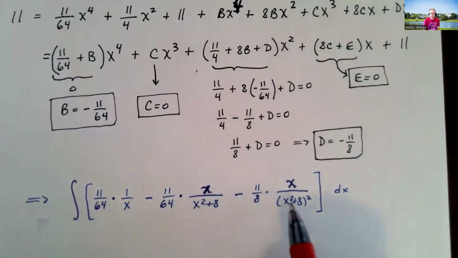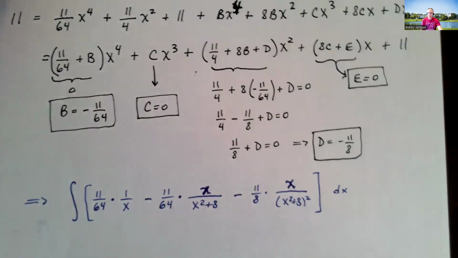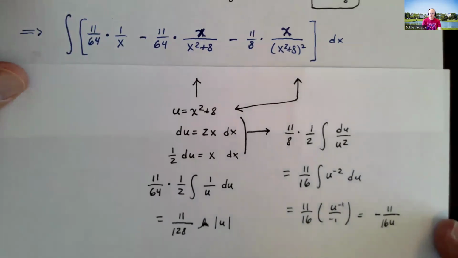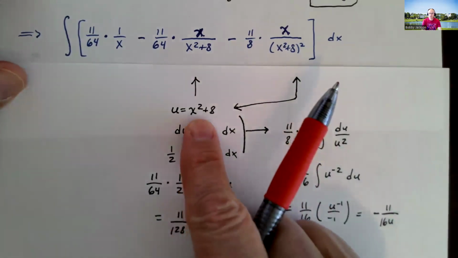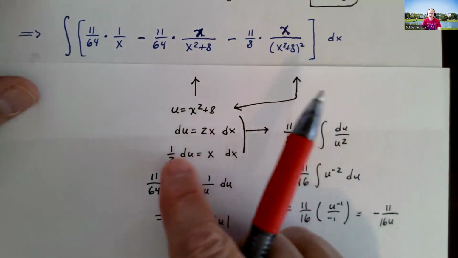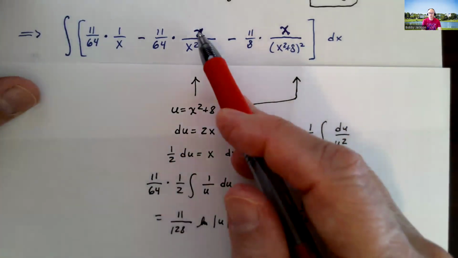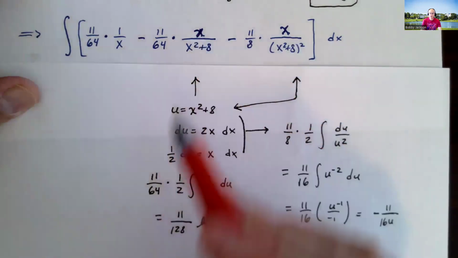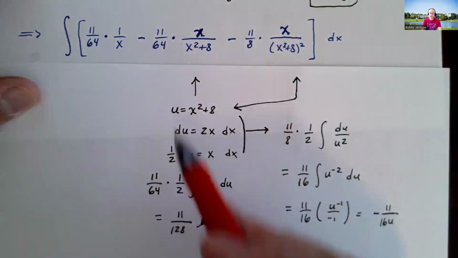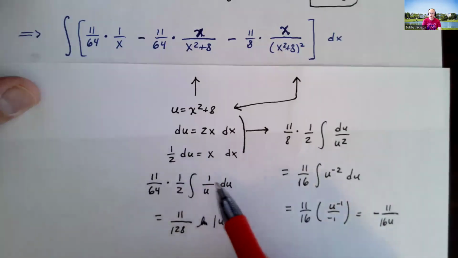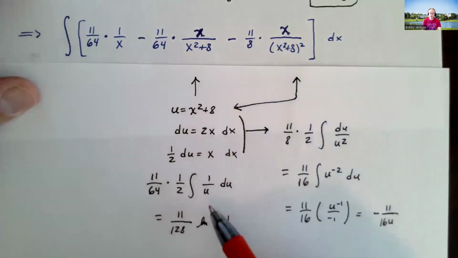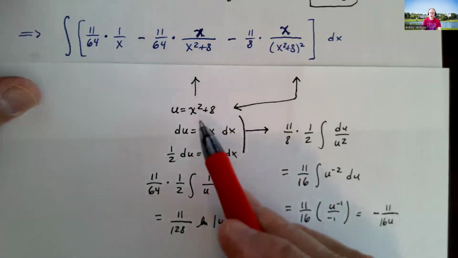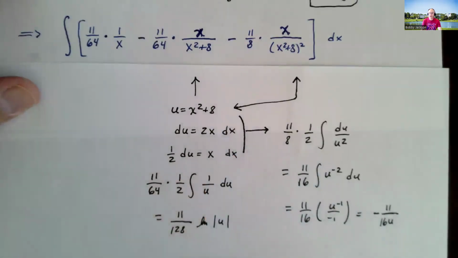For these next two, we're going to do simple substitutions. The substitution I'm going to use for both of these is u is x squared plus 8. So du is 2x dx, and 1/2 du is x dx. Notice the numerator of both of them has that x dx. For this one, I've got 11/64 here. I'm going to have 1/2 du, integral of 1 over u, which is natural log absolute value of u, where u is x squared plus 8. So it becomes natural log of x squared plus 8.